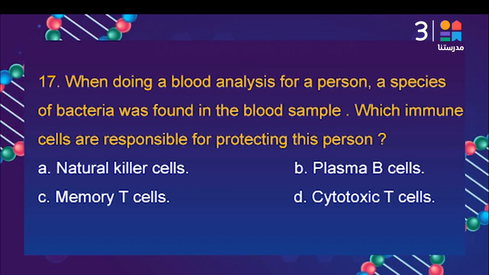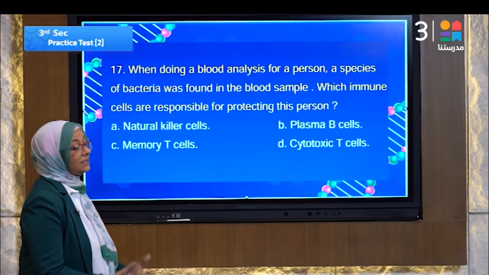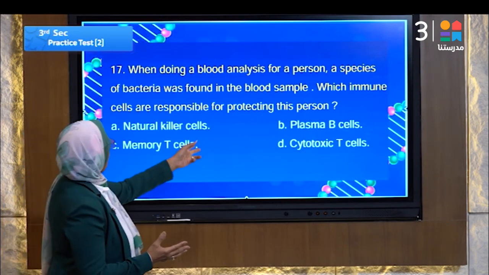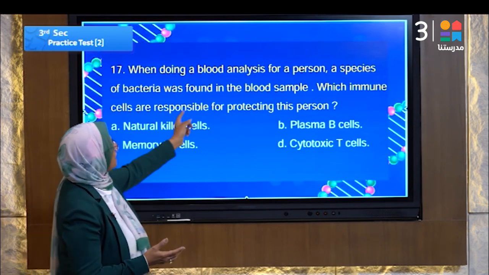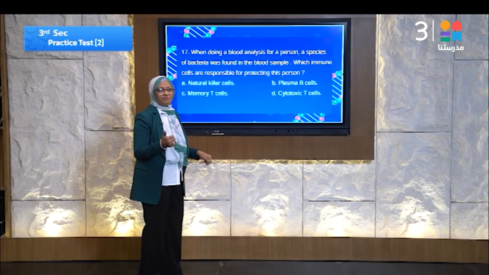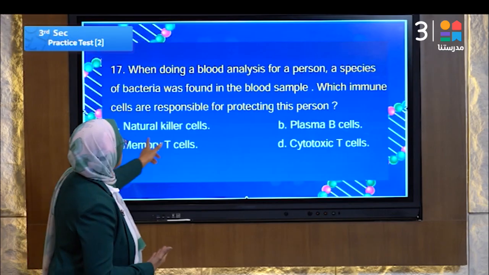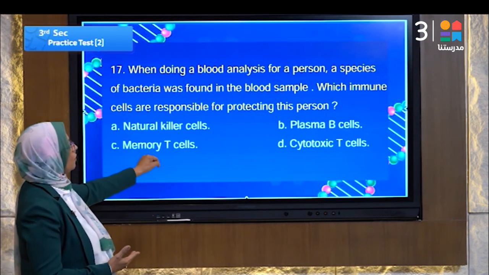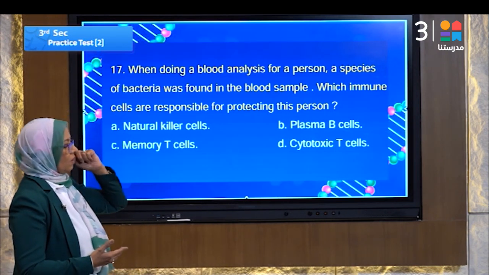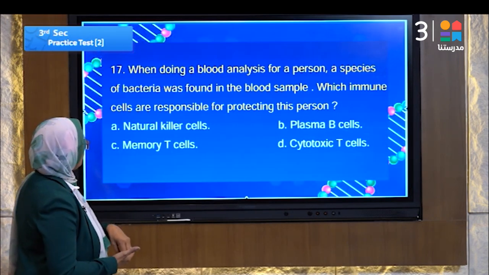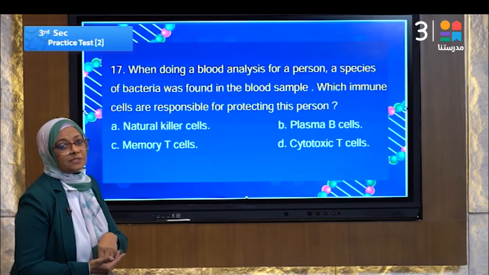17. When doing a blood analysis for a person, blood analysis means checking the quality and the quantity of the level of substances inside the blood. A piece of bacteria was found in the blood sample. Wow, it is infected by a bacteria inside the blood. Let's see which immune cells are responsible for protecting this person. When bacteria are found inside the blood, there must be a type of cell to protect this person.